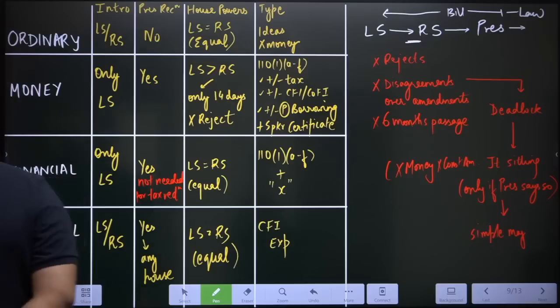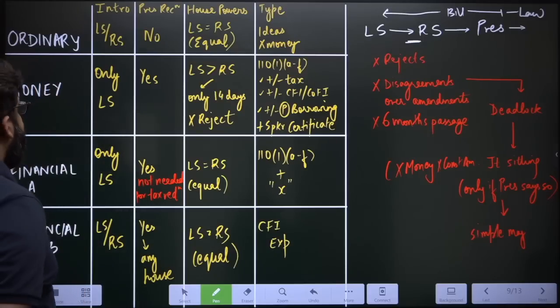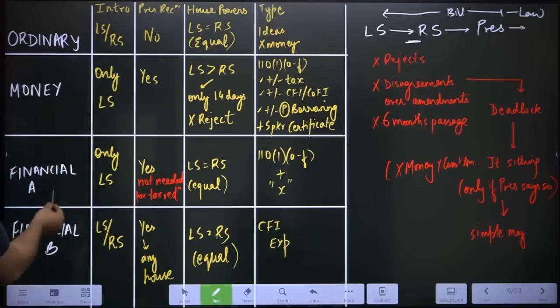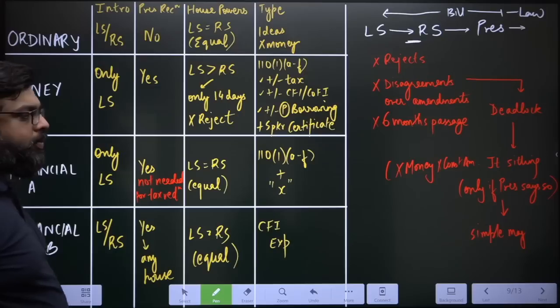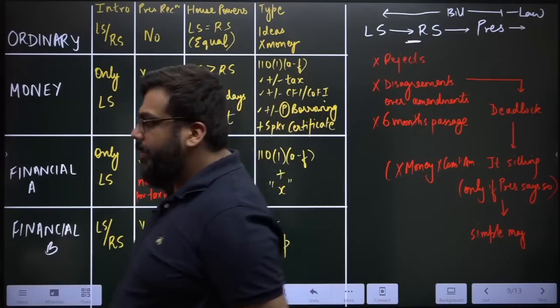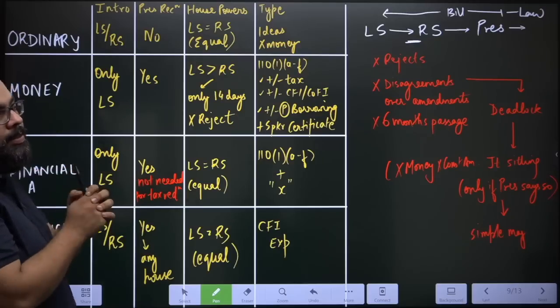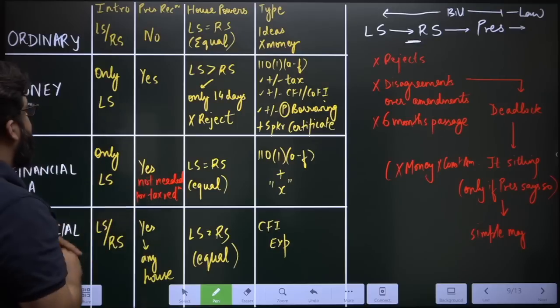Anyways, so let's start with the basic differences of the bills which are of a financial nature. That's where the most complications arise. Ordinary, money, financial category A, financial category B. Some books call it financial 1, financial 2. Some call it financial class 1, class 2. They essentially mean the same thing. Broadly, money, financial A and financial B are largely of a financial nature. The only difference between them in terms of what they contain is the degree of money that is being spent, the intensity with which money is concerned. So that's something you must understand.